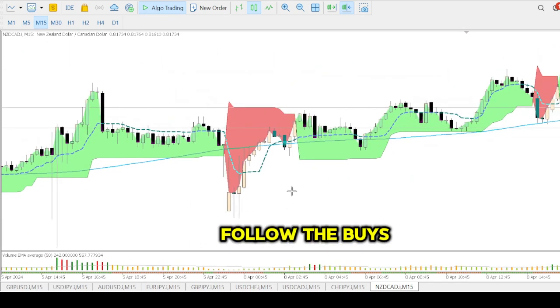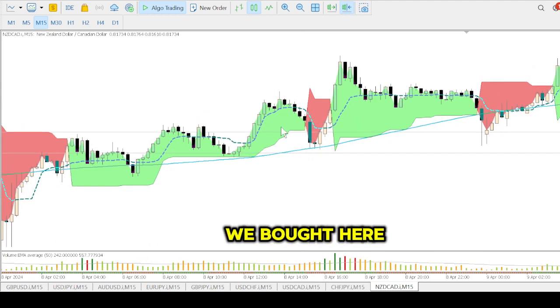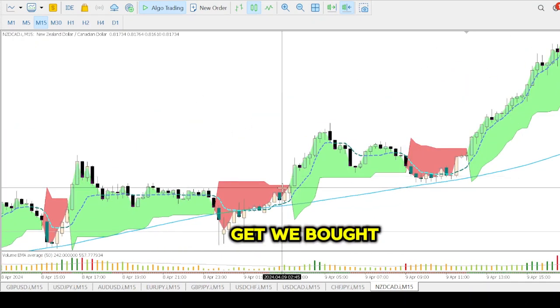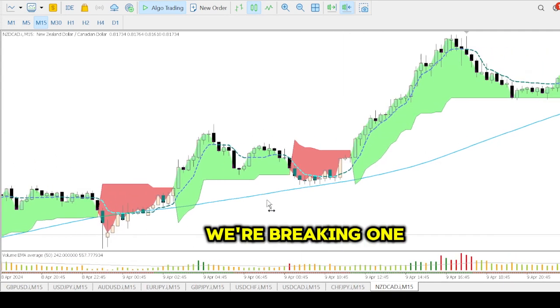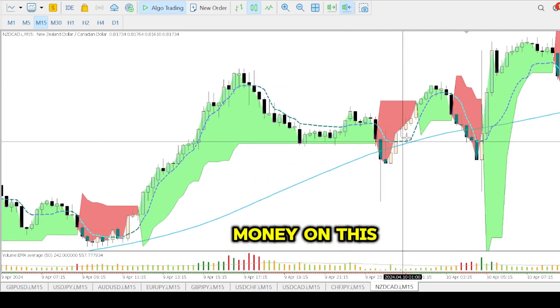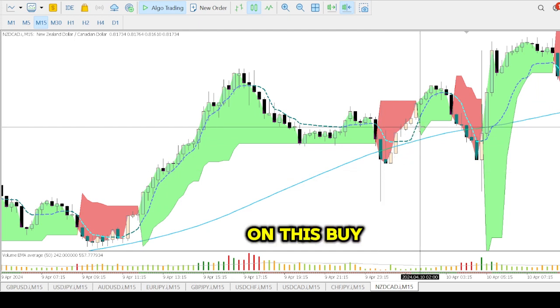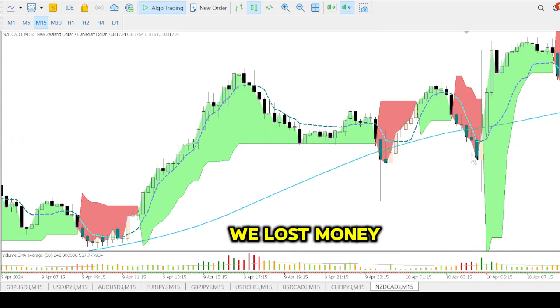Let's just follow the buys. Let's say we bought here. This was a good buy. We made money. We bought here. Somehow, somewhere, we made money or we lost money. You see this bad candle. These are just raw trades we get. We bought here. Maybe we made money or maybe we broke even. On this one, we definitely made money. This sell was even a bad one. On this buy here, we lost money, right?